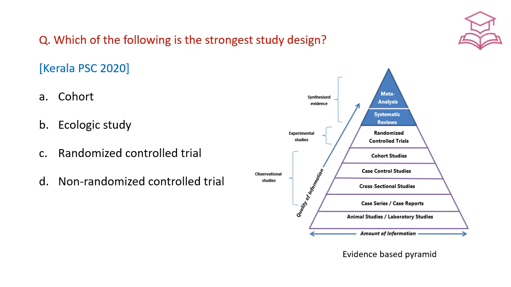The observational studies have a lower strength of evidence when compared to experimental studies, which is lower when compared to systematic review and meta-analysis. So in this question, the answer is randomized control trial.